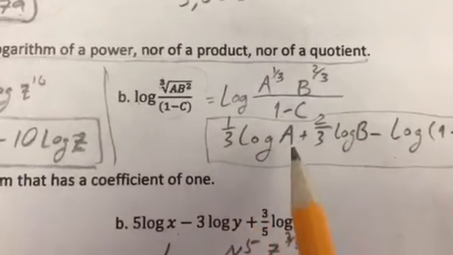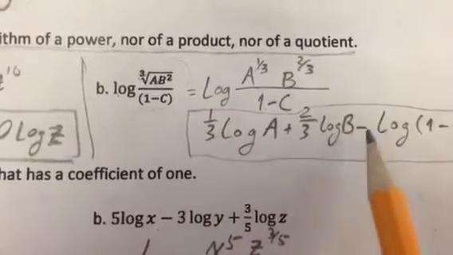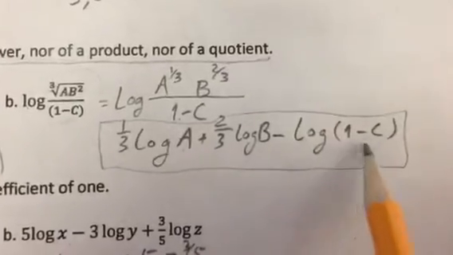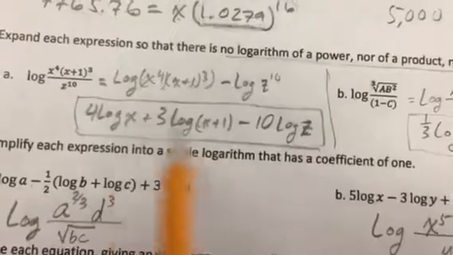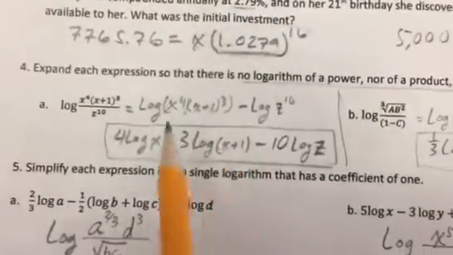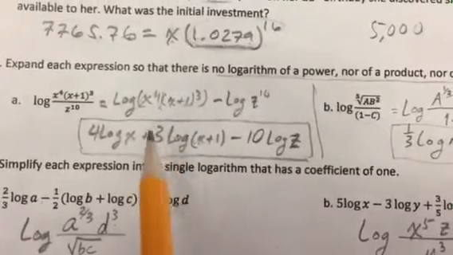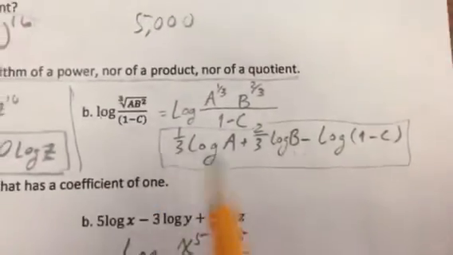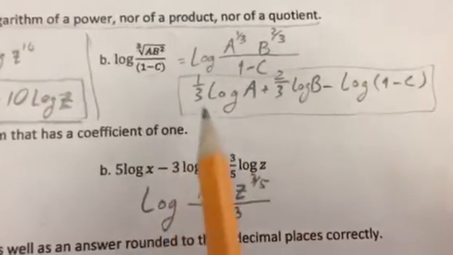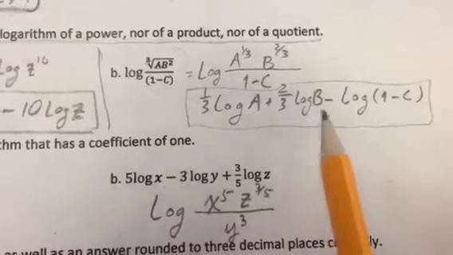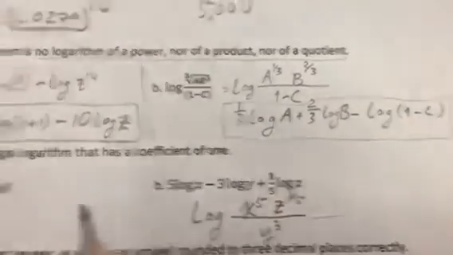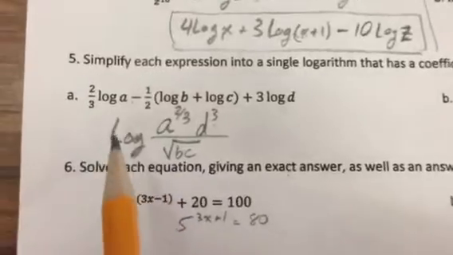And so it's 1/3 log a plus 2/3 log b minus log of 1 minus c. This isn't the only way I could write this, nor is this the only way I could write this. Well, I take that back. This is really the only way I can split this one up. But this one could be written differently, and it would be correct as well. You could have 1/3 parentheses log a plus 2 log b, and that would work out to be the same thing. All right, let's do this one here.